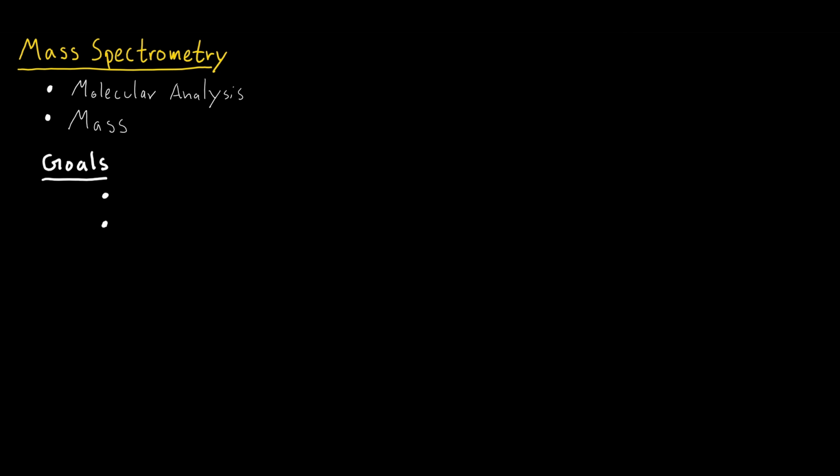So what are our goals when we're using mass spectrometry for molecular analysis? The first thing that we want to determine is the molar mass, or the molecular mass, of our molecule. And the second thing is we want to determine the molecular structure. So we want to know how those atoms are connected. And these are both things that we can determine from our mass spectrometer.